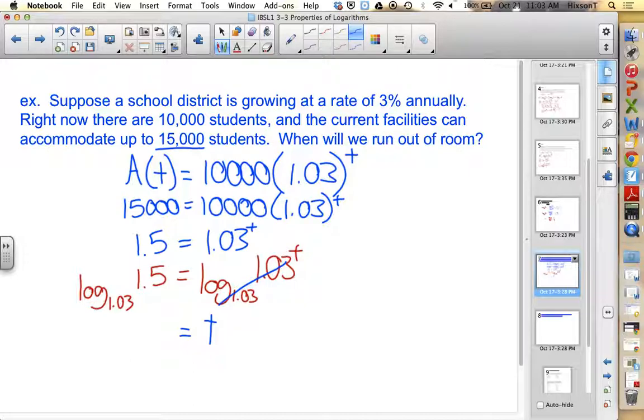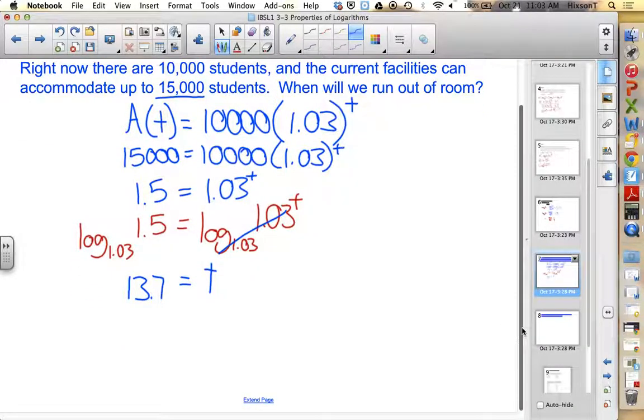Well, what does it say? 13.7. 13.7? 14 years. Well, we're going to run out of room before we get to the 14th year, so you could just leave it at 13.7 years, unless they ask you in which year will we run out of room.